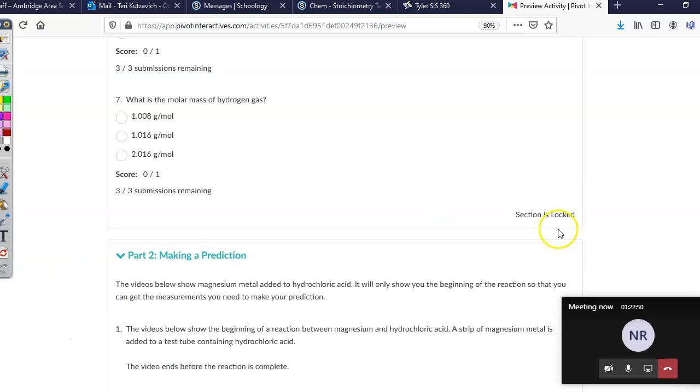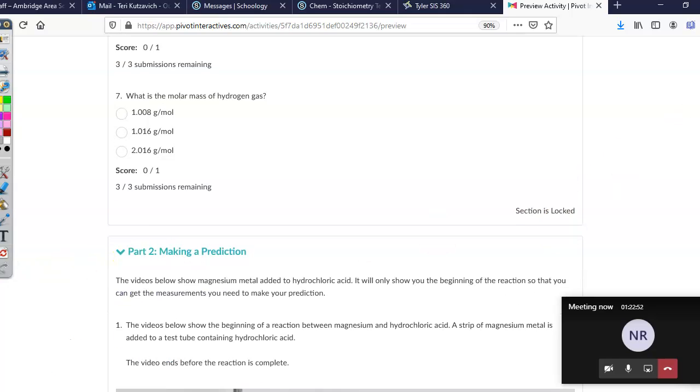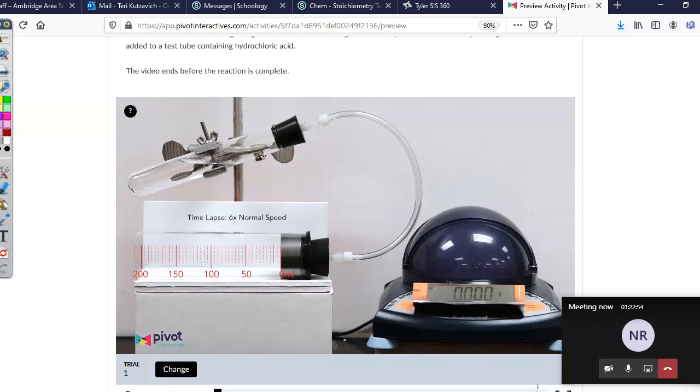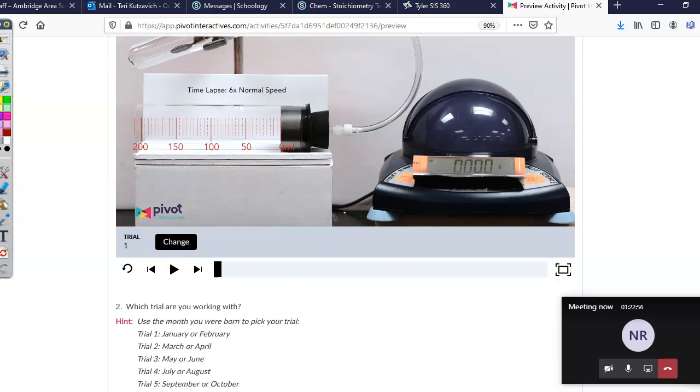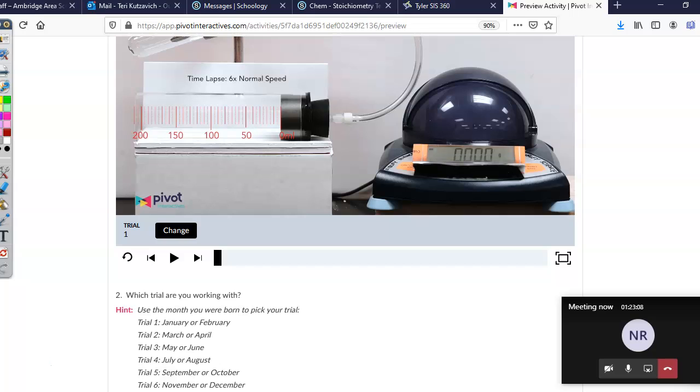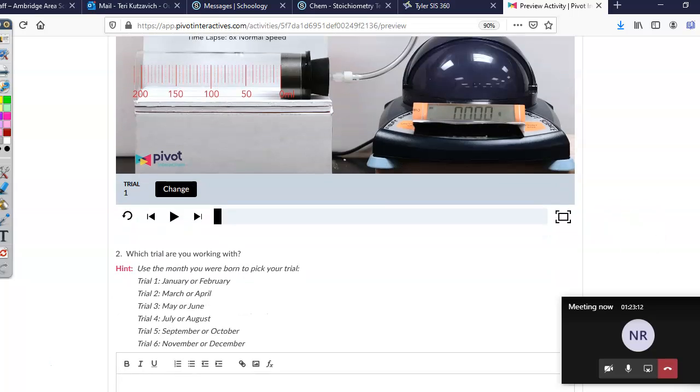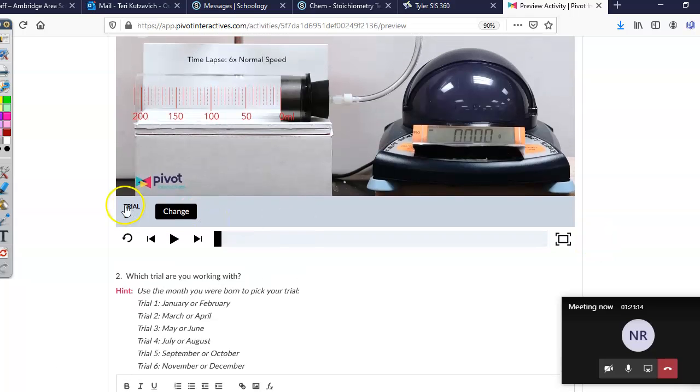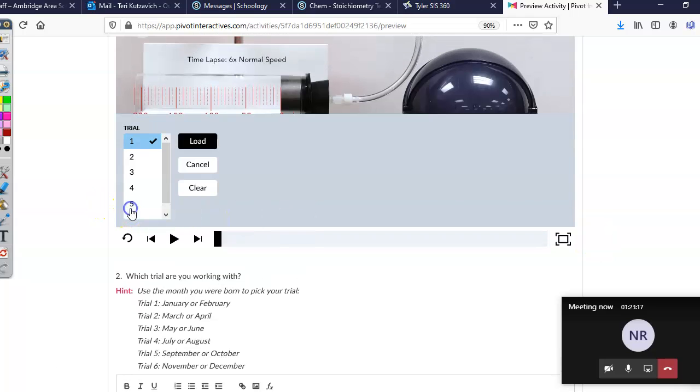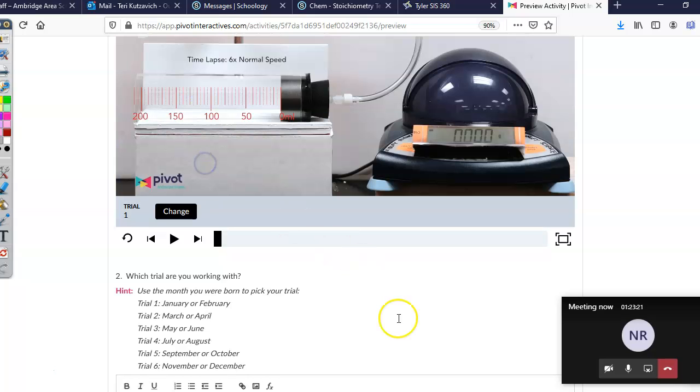For part 2, making a prediction. So these are your videos that you have to watch. You're going to be trial 1 because you're period 1. So if you're period 2, you're trial 2. If you're period 7, you're trial 7. And if you're period 8, you're trial 8. And is there only 6 trials? Because there's usually 8 trials. There's only 6. Okay, so I'm going to change that up a little bit.